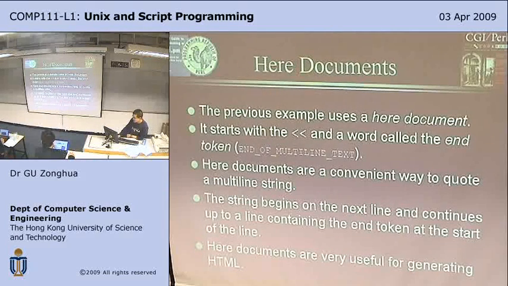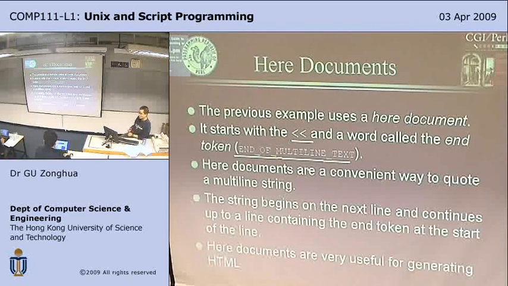So it is a here document. It starts with the two brackets and the word called the end token. It is a convenient way to quote a multi-line string. The string begins on the next line and continues up to a line containing the end token at the start of the line. So they're very useful for generating HTML. For this token, you can use essentially any string. You happen to say end of multi-line text, but any string can be used to indicate the end token.